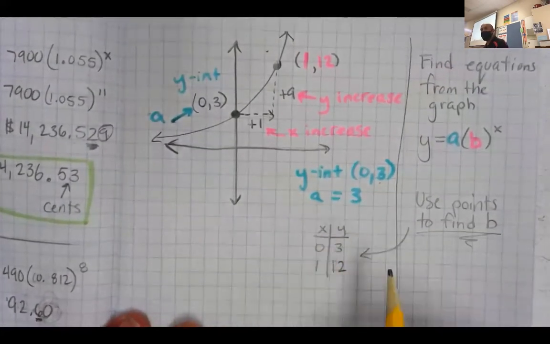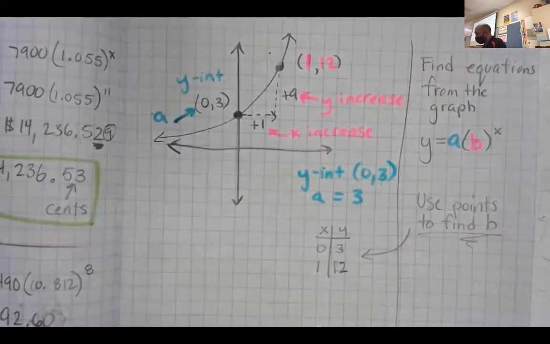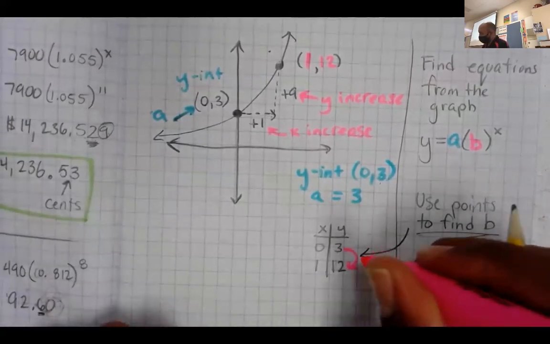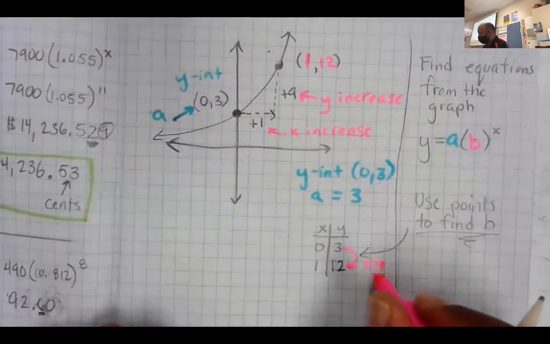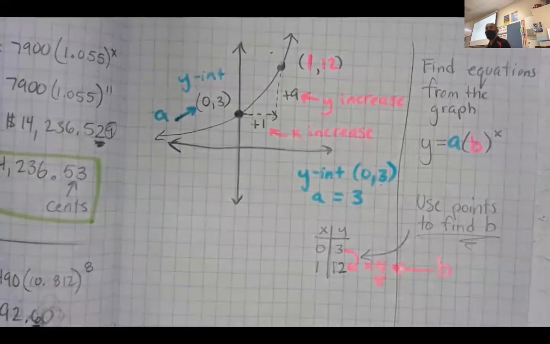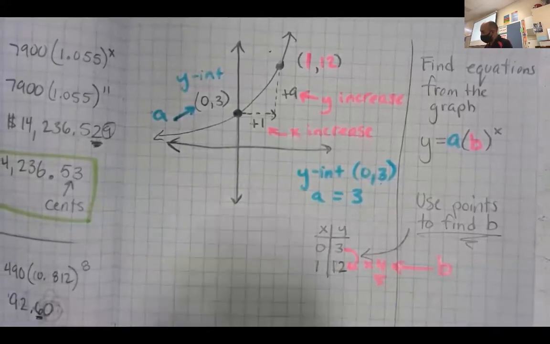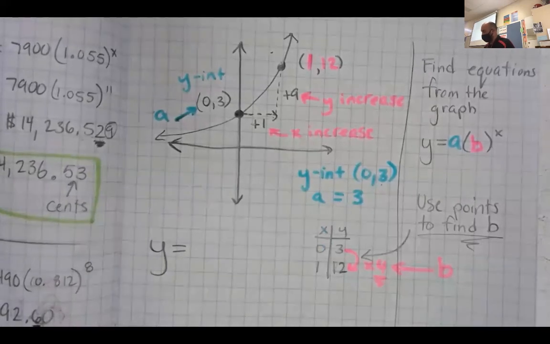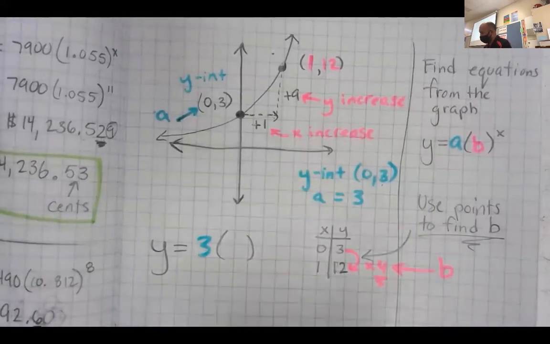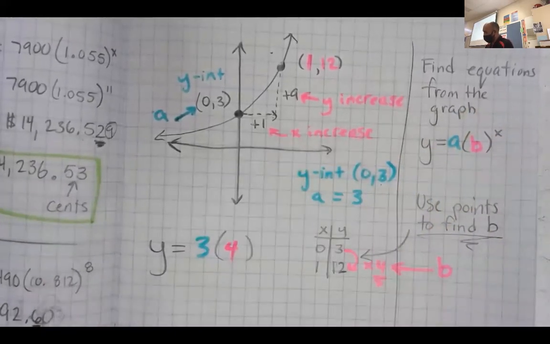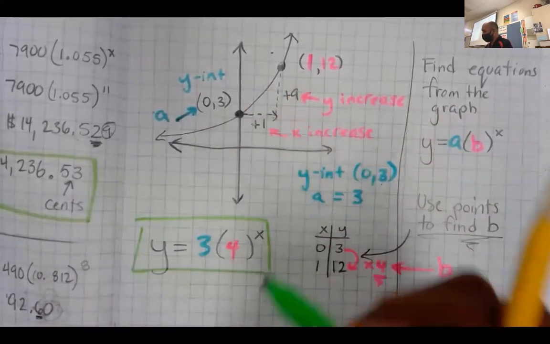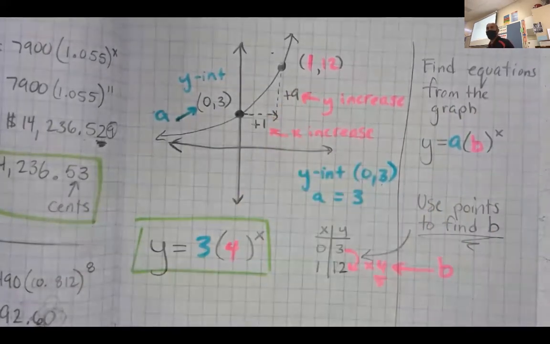All right, so now to find the b, all we're doing is figuring out what the rate is. What are we multiplying to go from 3 to 12? Well, you would multiply by 4. So that is your b. Okay, so I know that's my b, so now I can set up my equation. I have 3 as the a, the b is 4, and then I always raise it to the x. So that's ultimately what you're looking for there, by just looking at that equation.